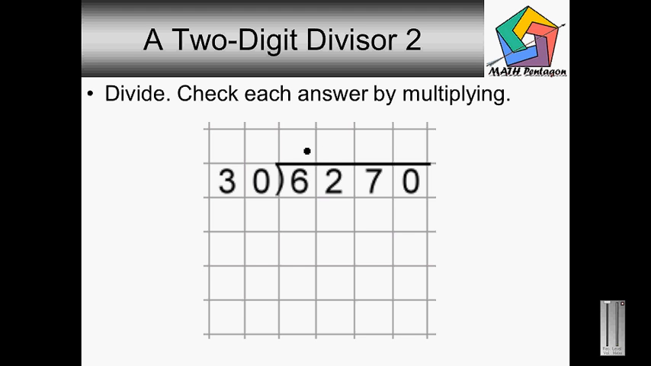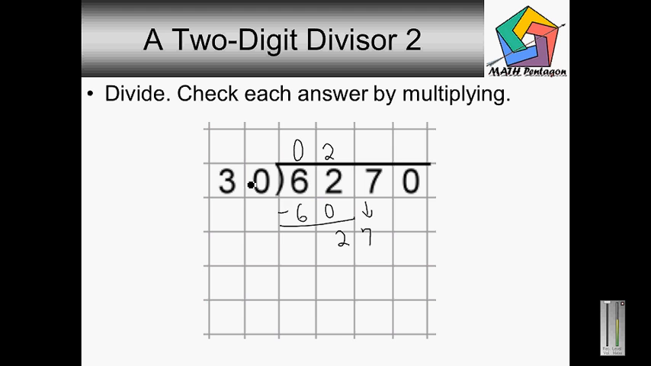Here we have another problem. So we want to divide and check each answer by multiplying. So does 30 go into 6? No. So you put a 0 here. Does 30 go into 62? Yes. So the closest would be 2, since 30 times 2 is 60. So 62 minus 60 is going to give me 2. And bring down the 7.